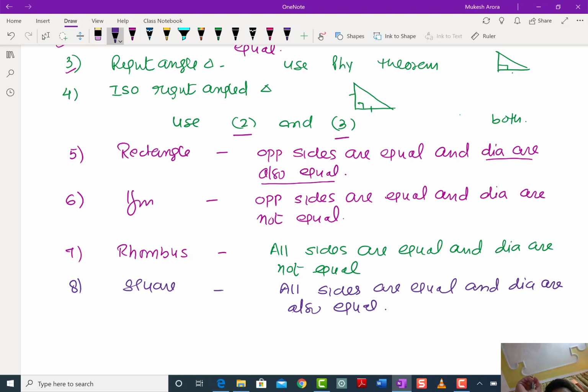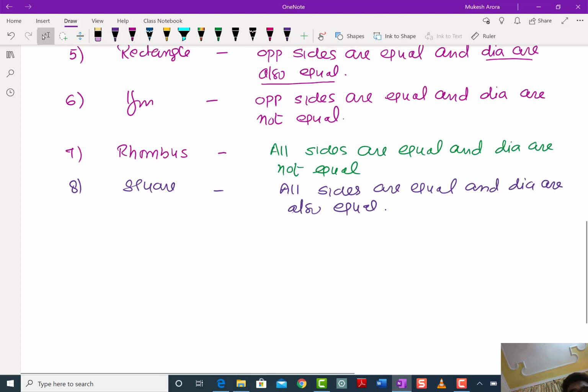In a parallelogram, opposite sides are equal. You cannot leave it here because then you will not be able to identify whether it is a parallelogram or a rectangle. If you prove diagonals are not equal, then it's a parallelogram. If you prove diagonals are equal, then it is a rectangle. Same for square and rhombus. All sides are equal. It can be a square, it can be a rhombus. But if the diagonals are not equal, then it is a rhombus. If diagonals are equal, then it is a square. So you have to be very much clear.